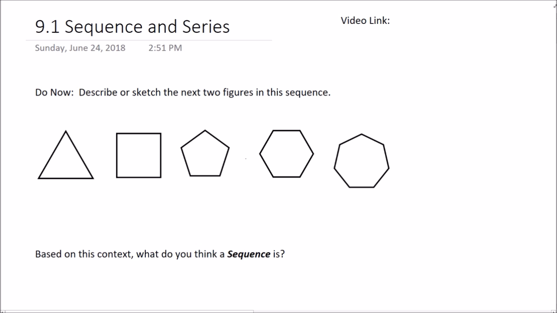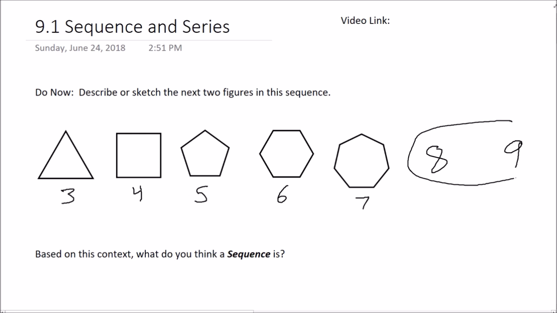The way I like to think about this is, we've got a triangle, so a triangle has three sides. Here we've got four sides, looks like a pentagon with 5, hexagon with 6, 7, and so our next two figures would have 8 and 9 sides. So we've got a pattern that we can recognize there. So I've described this as a sequence. So based on that, what do you think a sequence is?